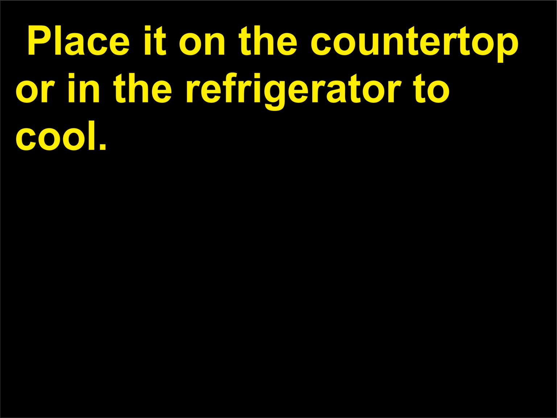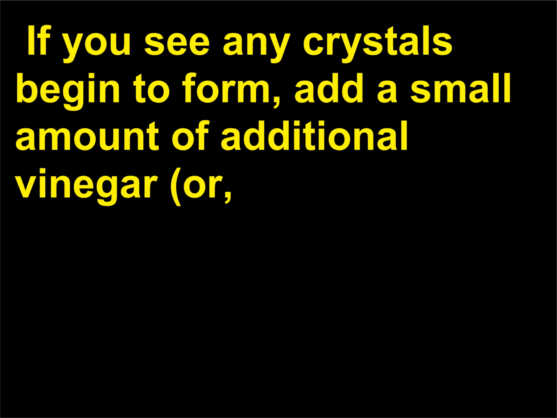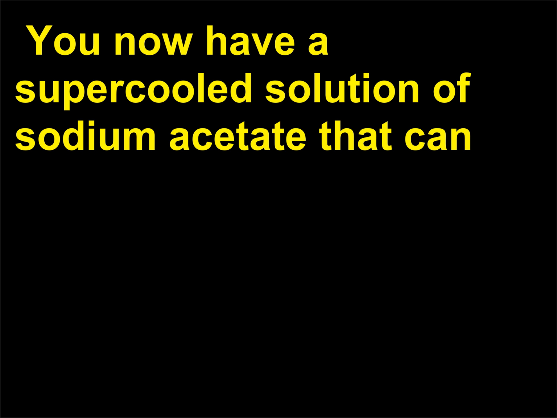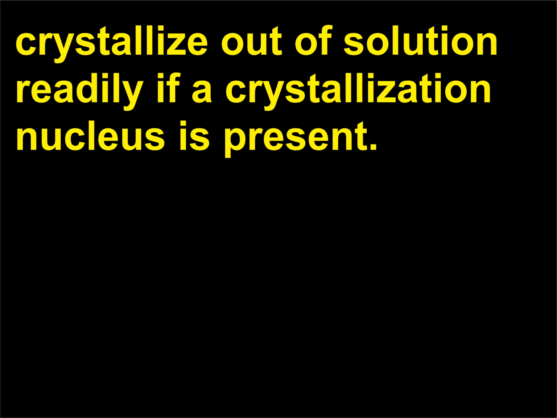Place it on the countertop or in the refrigerator to cool. If you see any crystals begin to form, add a small amount of additional vinegar, or if you are out of vinegar, use water and stir the solution so that they dissolve. You now have a supercooled solution of sodium acetate that can crystallize out of solution readily if a crystallization nucleus is present.